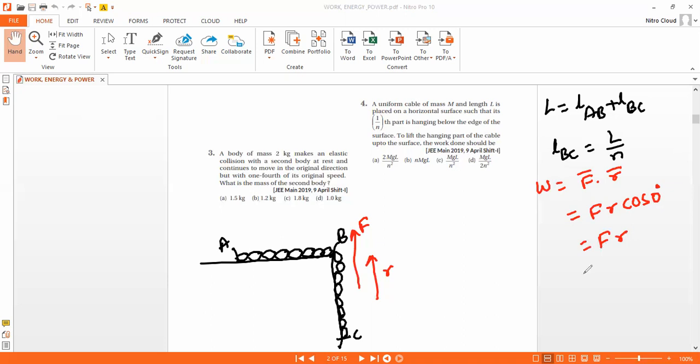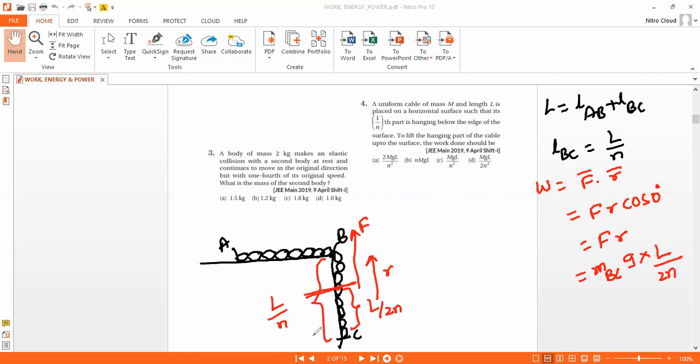Since I know that F, the force to lift BC, is the mass of BC times g times the displacement. Here I have the total length as L by N. By using the principle of center of gravity, the displacement will be L by 2N. So the displacement will be L by 2N.